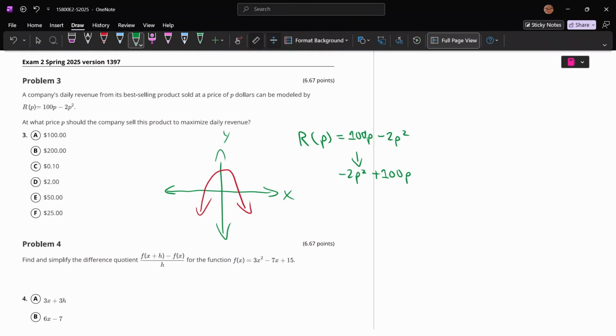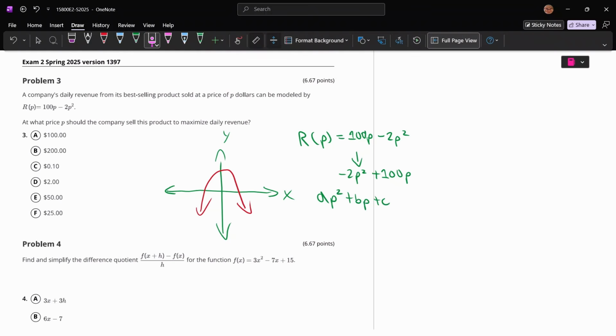There's a general formula that basically tells you where the vertex of a quadratic function is. We know that it's a quadratic function because it takes the form of something that looks like AP squared plus BP plus C.